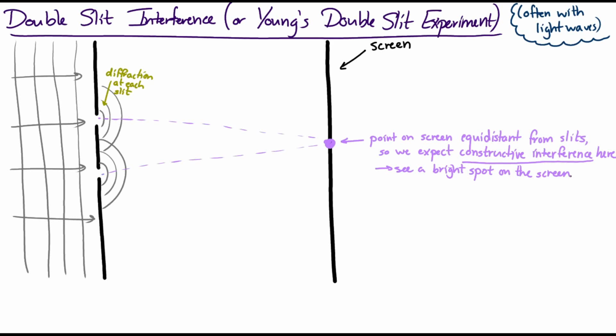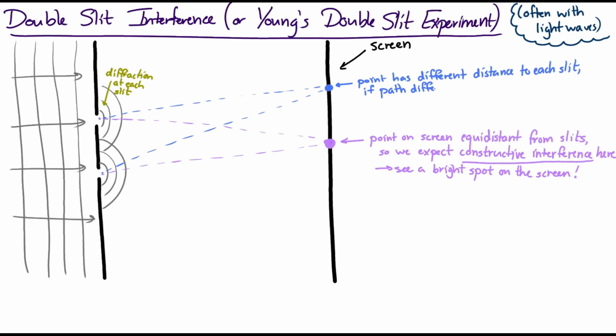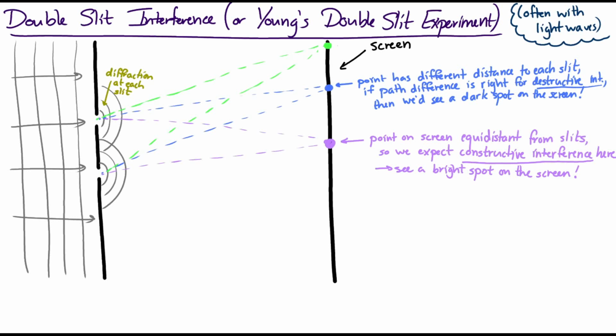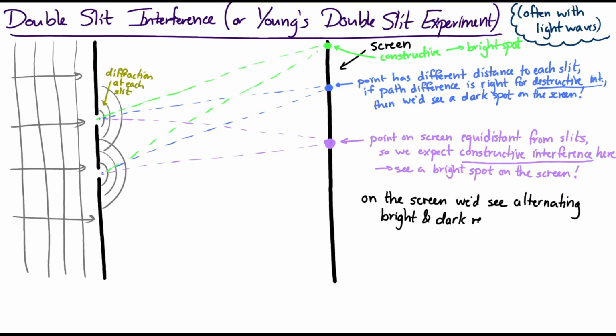All right, you can imagine a different spot over here. And this has a different distance to each slit. And if it's just right, then if the path difference is such that we get destructive interference, well, then right there we would see a dark spot. And there might be another spot up here where we again get constructive interference, and that would correspond to a bright spot, and so on and so on. And so on the screen, you would see a pattern of alternating bright and dark regions.